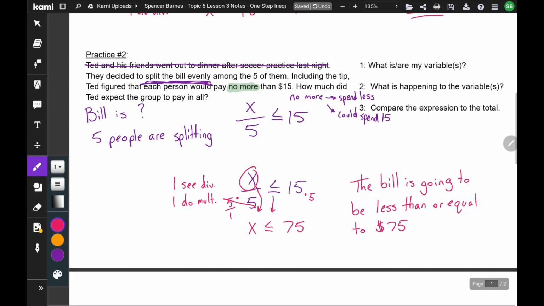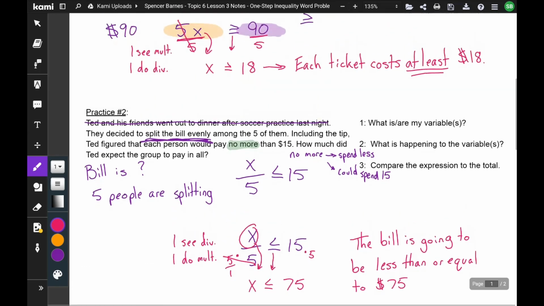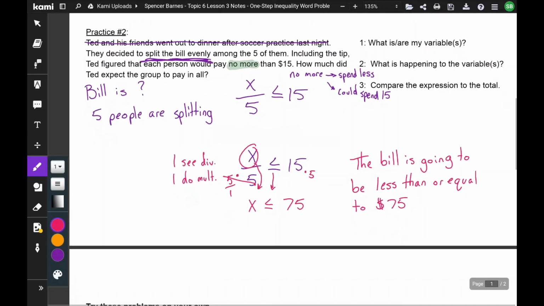Okay, it's important to understand, what does that mean? Does it make sense that this bill could be $75? If each person's paying 15, then yeah, that's absolutely possible. If I get a number here where it just doesn't make any sense, like why would the bill for 5 people be $2 if they're spending $15? We've got to start thinking about things like that. So we want to make sure that that answer makes sense.